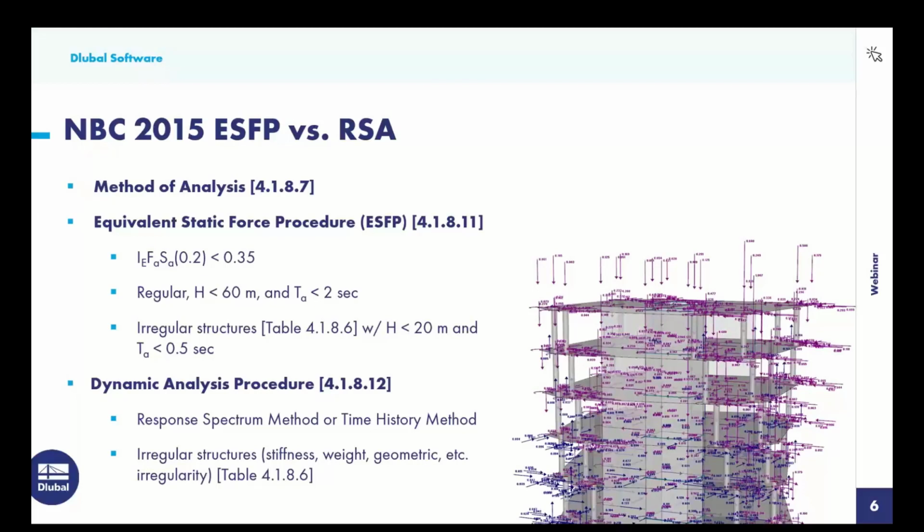Now, for anything else, we would refer to the dynamic analysis procedure given in 41812. Within this section, we are given two different methods, the response spectrum method or the time history method. We'll be focusing, of course, on the first method for today's presentation. Now, this should be applied to irregular structures, and again, we refer to table 4186, which gives us some guidelines on what exactly is an irregularity. This might include stiffness, weight, or geometric irregularities.